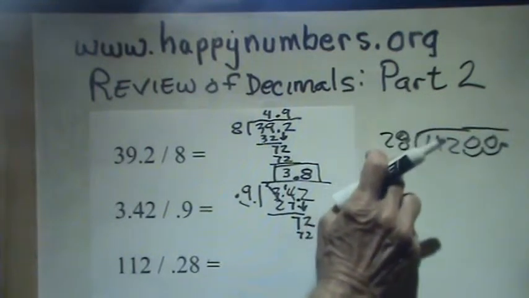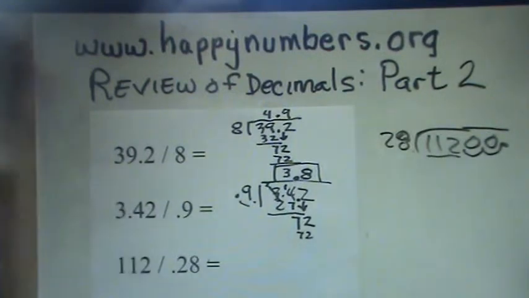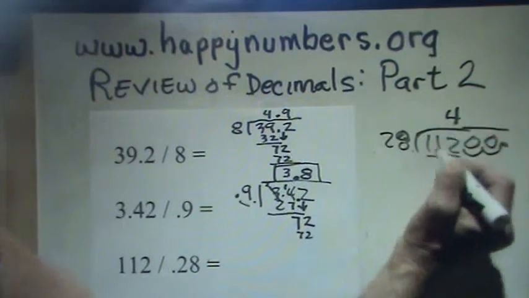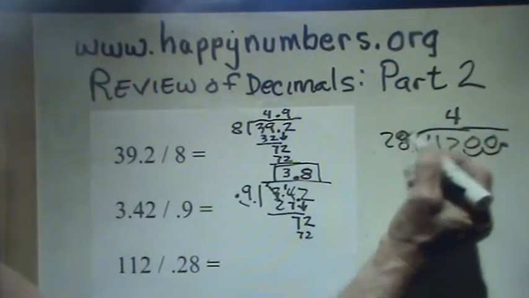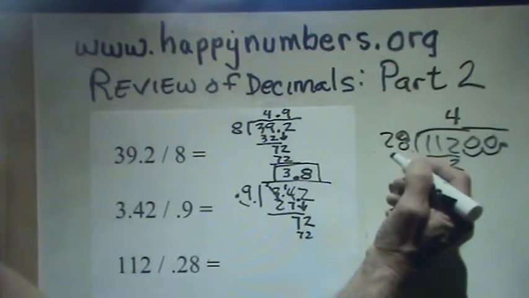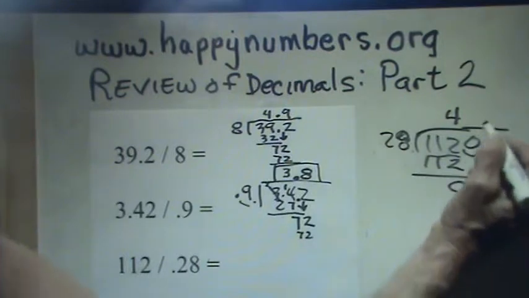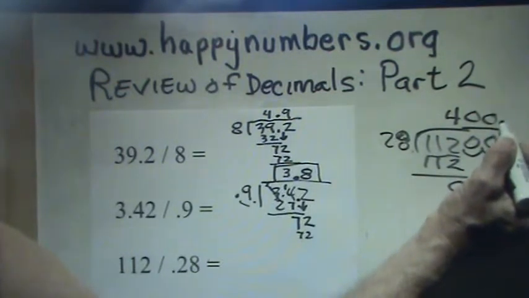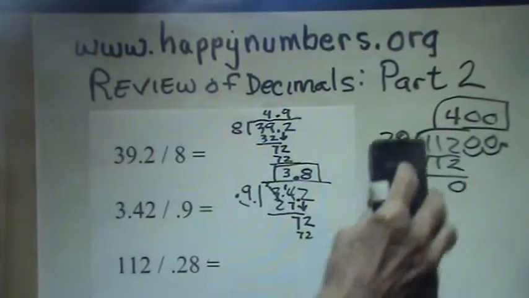Well, 28 cannot go into 1 and it cannot go into 11, but it can go into 112. And it can go into 112 4 times. 4 times 8 is 32, carry the 3. 4 times 2 is 8. Plus the 3 I carried is 11, and I get 0. And then I just have zeros left, so I just go over to the decimal point. And of course, since this is a whole number, we do not put the decimal point up here. So the answer is 400. Excellent.